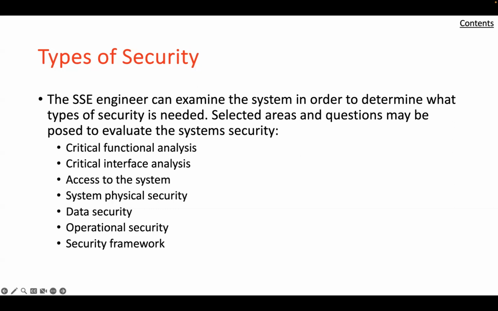So let's go through these one at a time. First, critical function analysis. The SSE engineer can evaluate the system operation through analysis of the functions and interfaces that the system performs. The SSE engineer may rely on their own security knowledge or need additional consultation on how the system may work to properly assess the criticality of these functions.